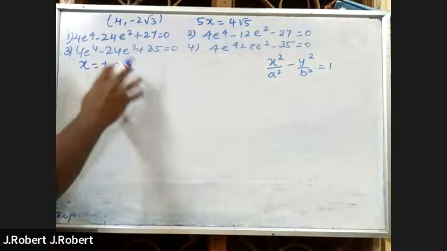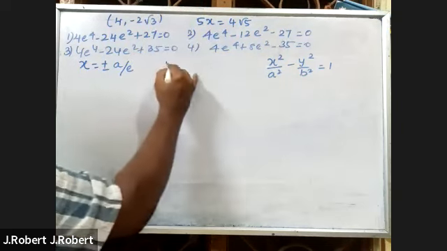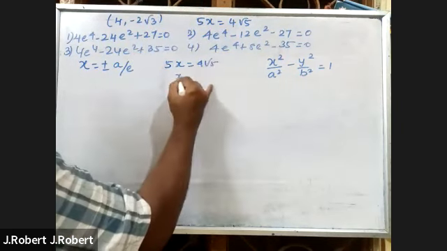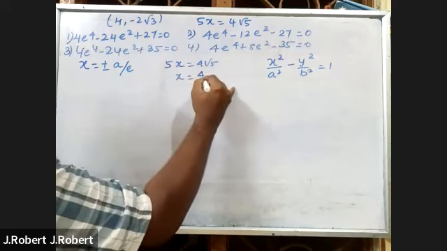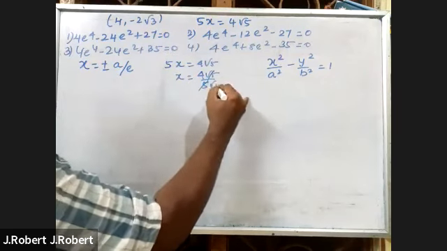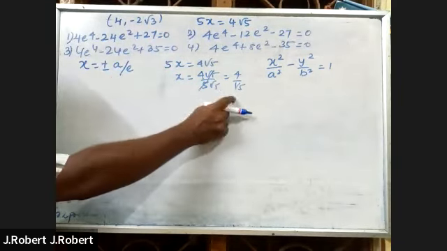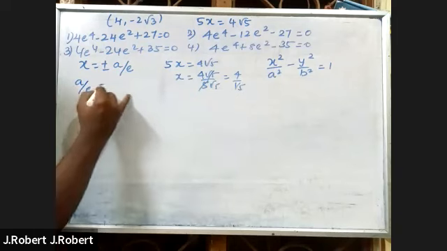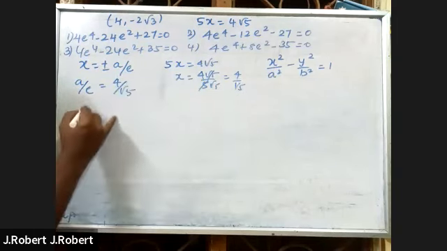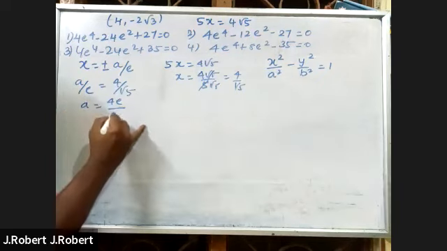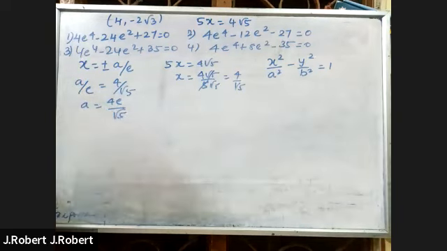And one more thing, x equals plus or minus a by e. 5x is equal to 4 root 5, so x is equal to 4 root 5 by 5. Simplifying, we get 4 by root 5. Your x value is equal to 4 by root 5. So I can take a by e is equal to 4 by root 5. From this, a is equal to 4e divided by root 5. So the a value in terms of e is 4e by root 5. And one more thing is given here.